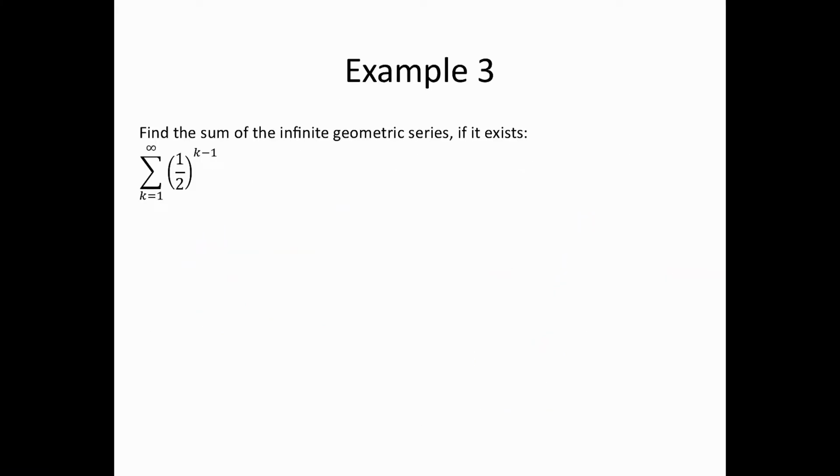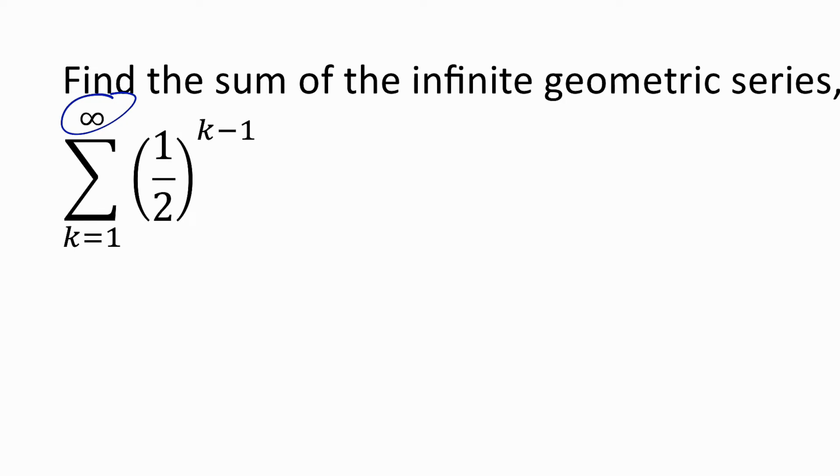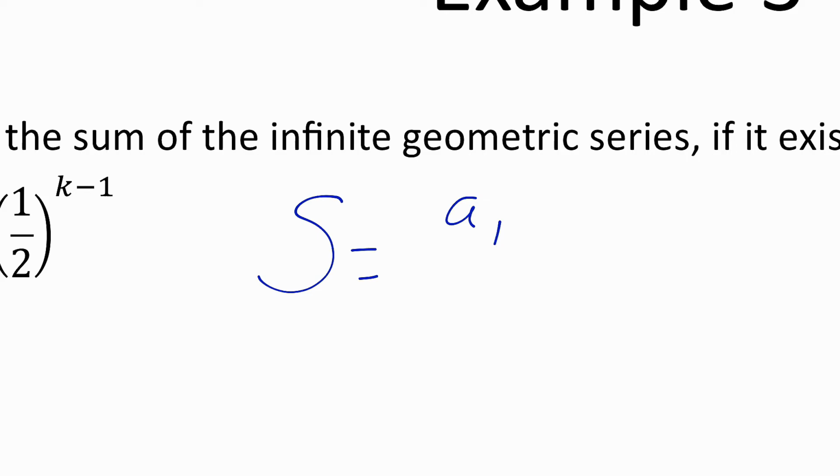Let's try another one with example 3. So example 3, it says find the sum of the infinite geometric series if it exists. So we got the summation notation starting off with the first term k equals 1 going up to infinity. So we're just going to keep on adding terms forever and ever and ever. Equals 1/2 raised to the k minus 1 power. So the formula again, S equals first term over 1 minus our ratio.